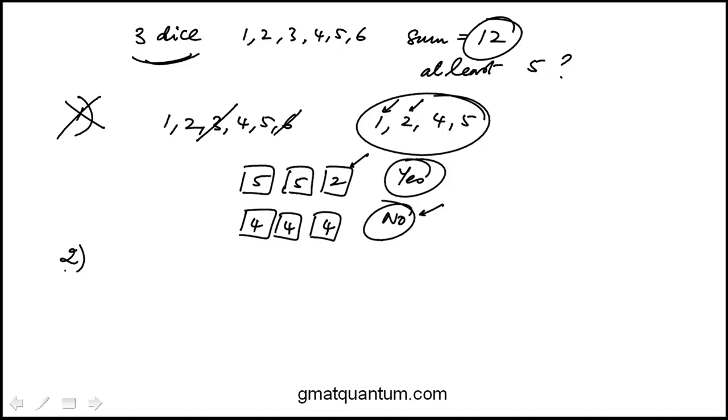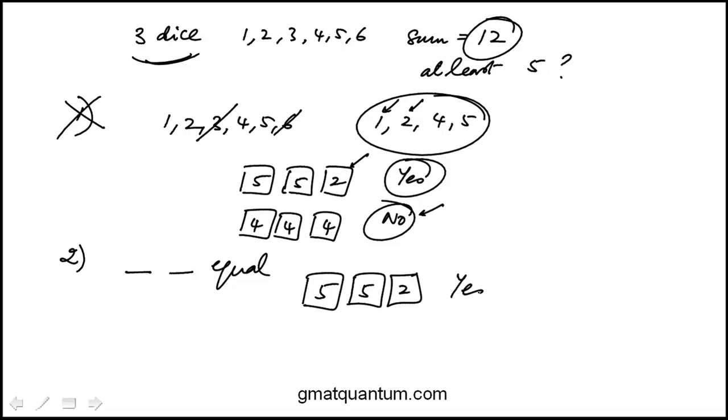Now, if we look at statement 2, it says that of the numbers that are facing up, 2, but not all 3, are equal. So 2 of them are going to be equal. And I'll again come up with examples, yes and no. So if we have 5 and 5, I'm going to actually reuse that example. That would be a yes.